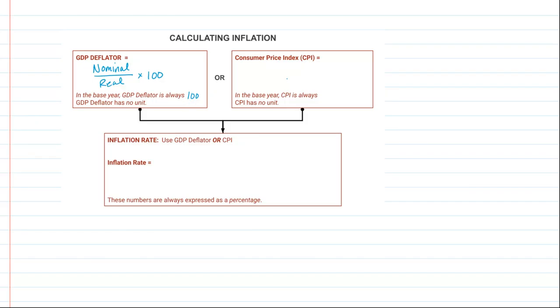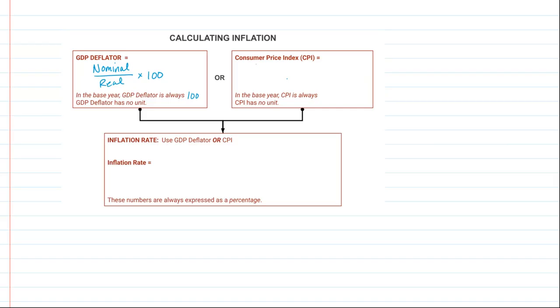The consumer price index, if you remember from the last video, is not quite the same as the GDP deflator. Instead of using all of the goods in the economy the way the GDP deflator does, the consumer price index only uses a specific basket of goods. But in essence, the consumer price index really follows the same equation.